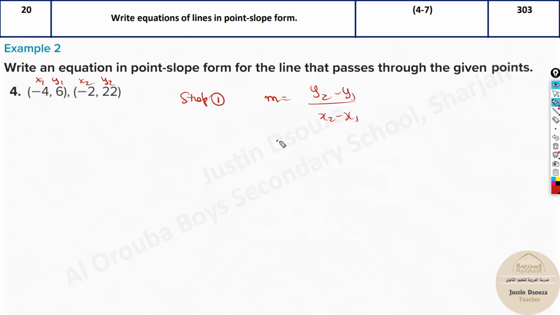This is the slope formula. Substituted, y2 is 22 minus y1 is 6, divided by minus 2 minus of minus 4. Just the given values, I've written it over here. Now let's solve it. 22 minus 6 will be 16, divided by plus 4 minus 2 is 2. Answer is 8. This is the slope. That's done. Now we have to write point slope form.